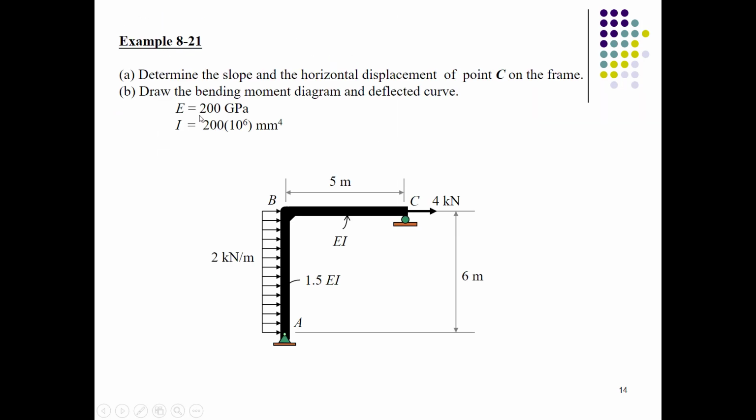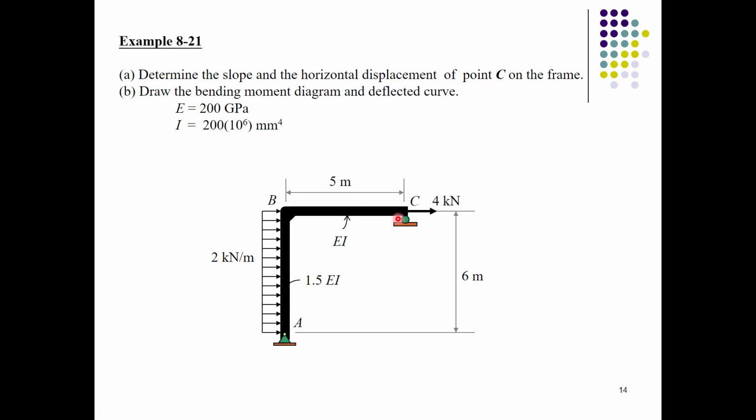Its flexural stiffness EI is taken as given, and you have to determine the slope and the horizontal displacement at point C on the frame. Draw the bending moment diagram and the deflection curve. In the first portion, you find the slope and horizontal displacement at point C by the virtual work method. You apply a virtual load of 1 kilonewton at point C in this direction and calculate the deflection, then apply a moment of 1 kilonewton meter and calculate the rotation at point C.